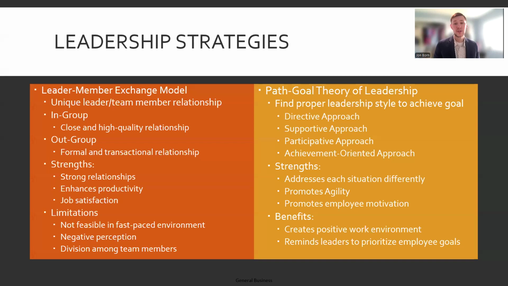Moving over to leadership strategies, the LMX model and the path goal theory of leadership are analyzed here. So within the LMX model, you have a group that is considered the in-group and a group that is considered the out-group. The in-group is close and has a high-quality relationship. The out-group is more transactional with their leader. The strengths of this model are that it creates strong relationships and enhances productivity and job satisfaction, but sometimes that's only limited to the in-group.